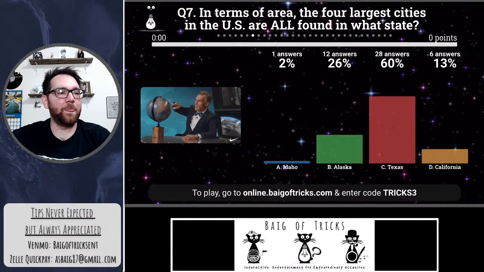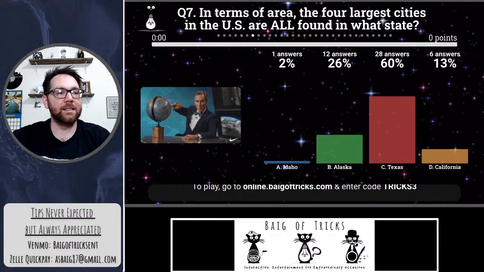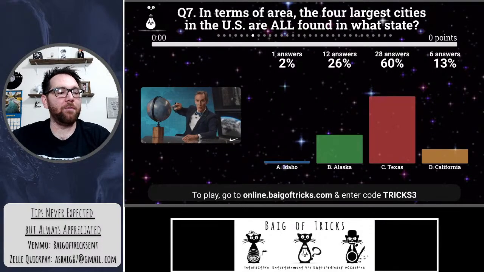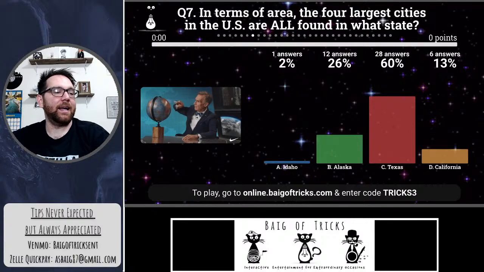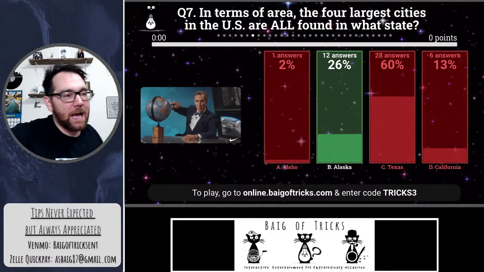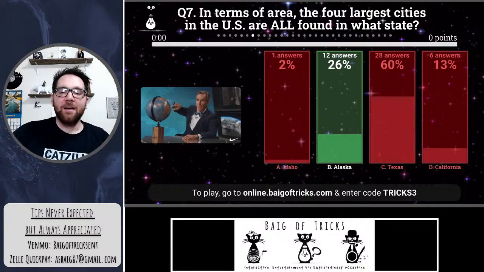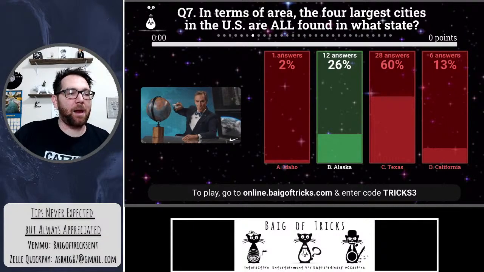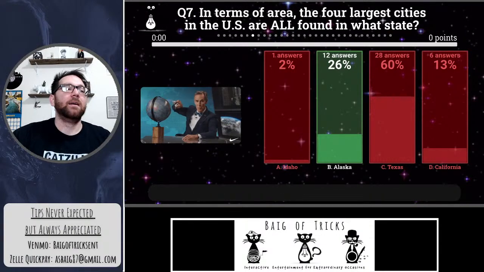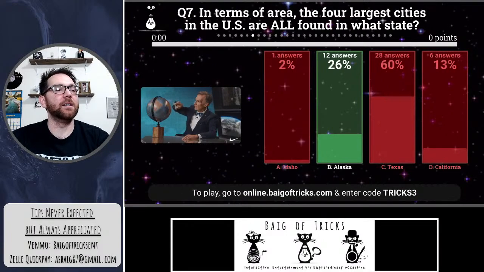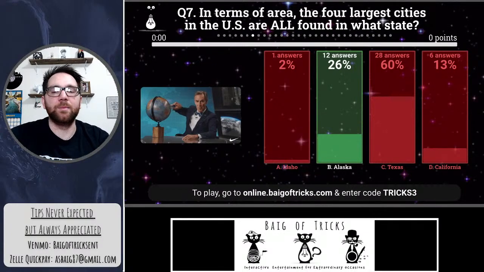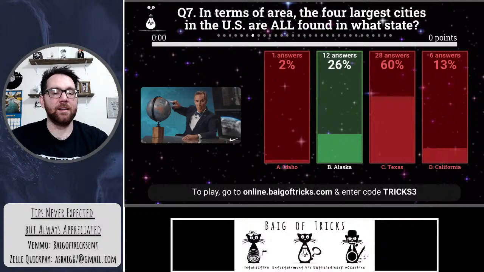Everybody's in. So 28 people said Texas. 6 people said California. 12 people said Alaska. And 12 people were correct. We have an upset question. I wish I had my sound effects pulled up. Alaska, the correct answer here. You have to figure it's the largest state in terms of area, but it has hardly anyone living there. So yes, 4 of the largest cities in terms of area are in Alaska.